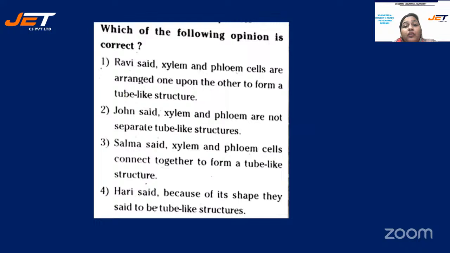Okay, which of the following opinions is correct? Ravi said xylem and phloem cells are arranged one upon the other to form a tube-like structure. John said xylem and phloem are not separate tube-like structures. Salma said xylem and phloem cells connect together to form a tube-like structure. Hari said because of its shape, they are said to be a tube-like structure. So who is the correct one?